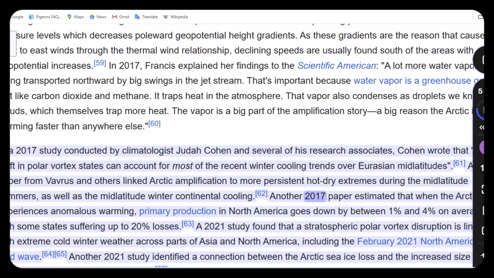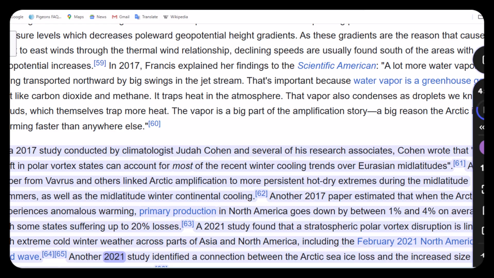Another 2017 paper estimated that when the Arctic experiences anomalous warming, primary production in North America goes down by between 1% and 4% on average, with some states suffering up to 20% losses. A 2021 study found that a stratospheric polar vortex disruption is linked with extreme cold winter weather across parts of Asia and North America, including the February 2021 North American cold wave.